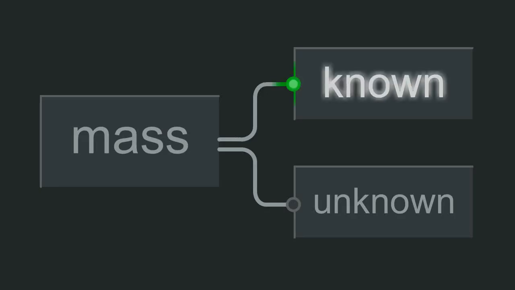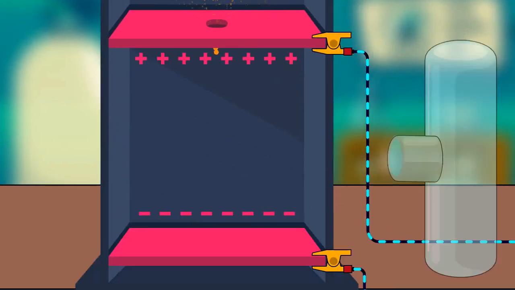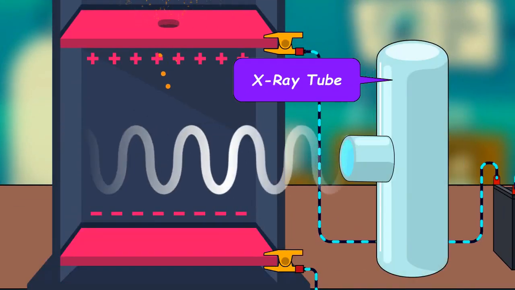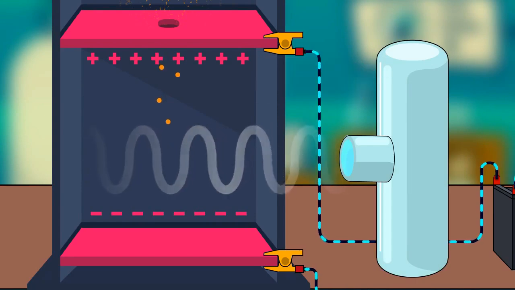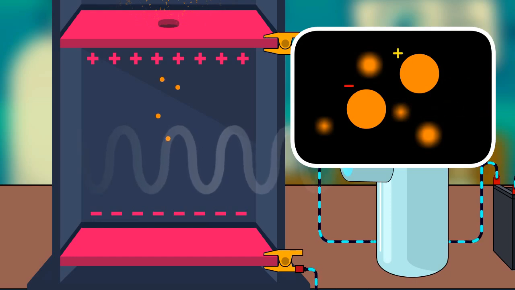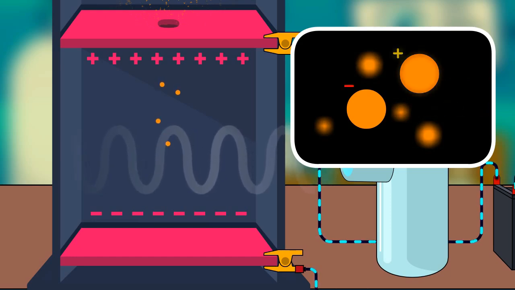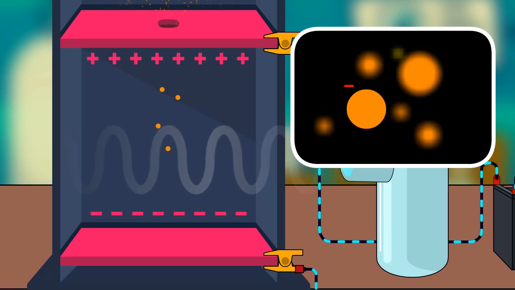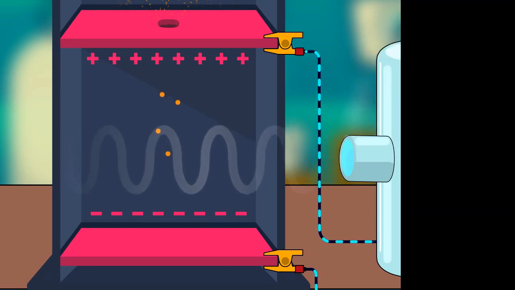Now, with the mass known, Millikan introduced X-rays into the chamber. The X-rays ionize the air around the droplets, adding or removing electrons and giving the droplets a slight charge. This process gave some droplets a negative charge, which was exactly what Millikan needed.